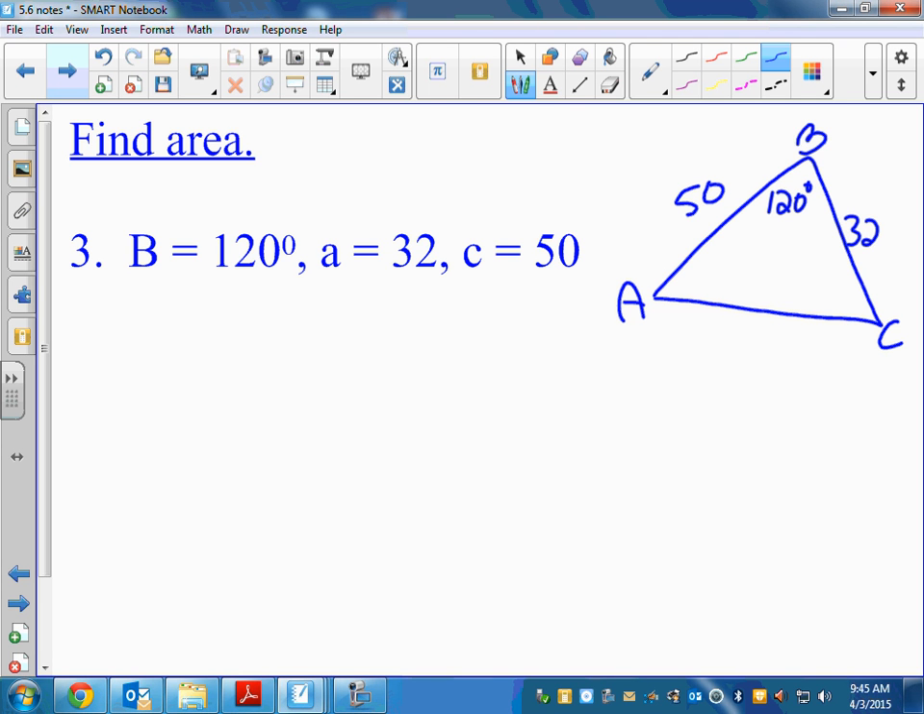You don't even really have to draw the picture here. But using that formula, it's 1/2 times the two sides times the sine of the included angle. And that gives you the area without having to draw the height in.